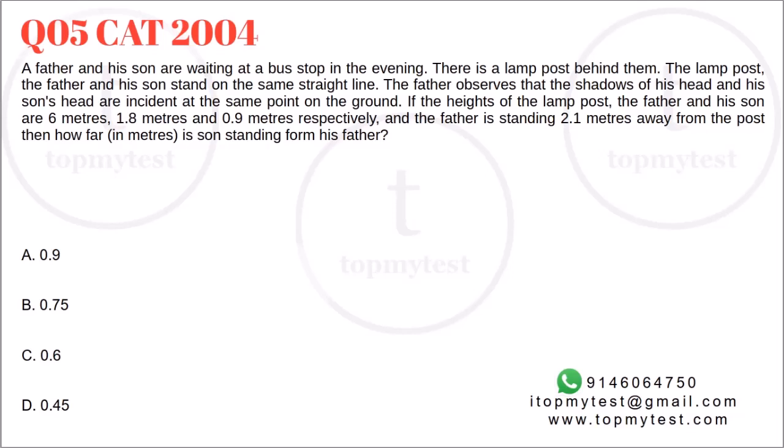The fifth question is from CAT 2004. It says a father and his son are waiting at a bus stop in the evening. There's a lamppost behind them. The lamppost, the father, and the son stand on the same line. The father observes that the shadow of his head and the son's head are incident on the same point on the ground.